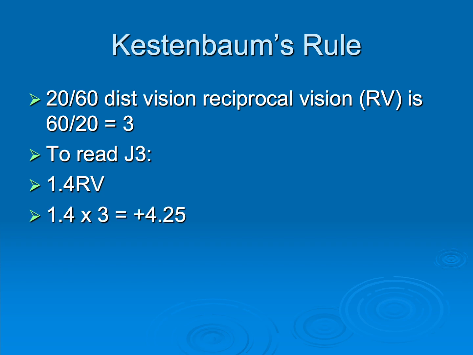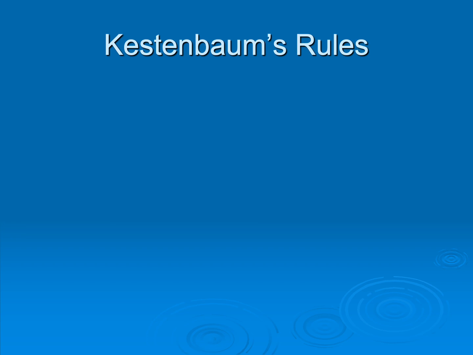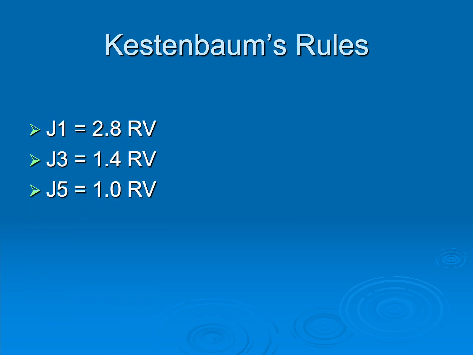And I promised you that he gave us 3 rules, and the third one was, what do you need to see J3? And it's 1.4 times that reciprocal vision or reciprocal value or the flipped Snellen acuity, whatever you want to call it. So you'll hear quite a bit about Kestenbaum's rule, but remember, it was rules plural. And here they are, whether you want to see J1 through J5.